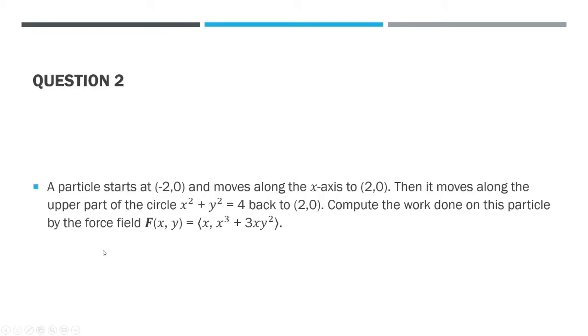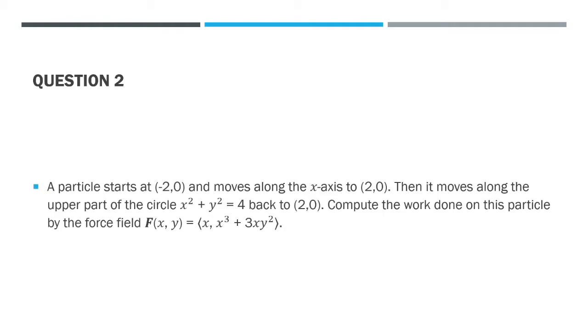For this question, the equation states a particle starts at (-2, 0) and moves along the x-axis to (2, 0). Then it moves along the upper part of the circle x squared plus y squared equals 4, back to (-2, 0). Compute the work done on this particle by the force field F(x, y) equals x cubed plus 3xy squared.